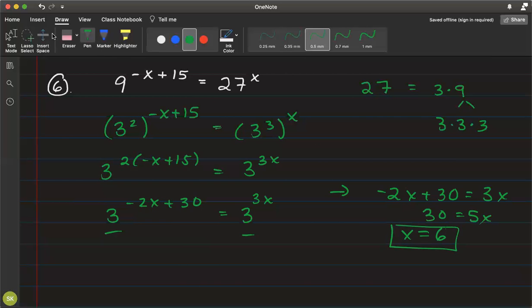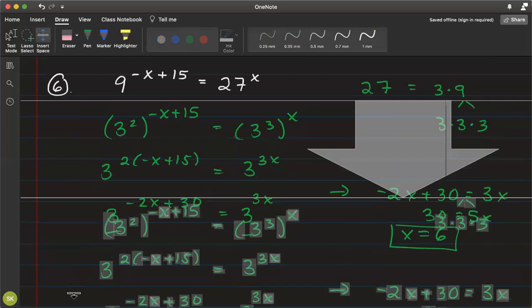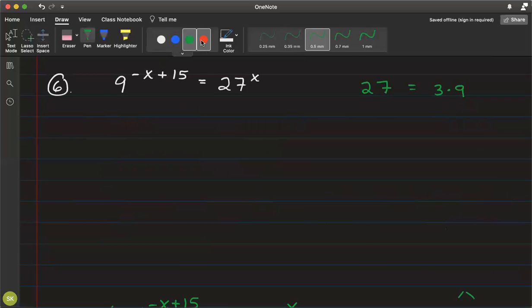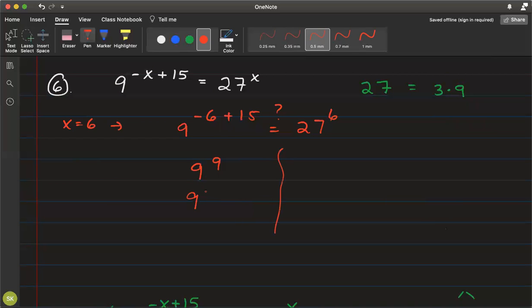Okay, a good thing to always do is to double check. So if I make some room here, we said x is equal to 6. So let's see, is 9 to the negative 6 plus 15 equal to 27 to the 6? I don't know, let's see. Negative 6 plus 15, that's 9 to the 9. That's the left-hand side. But notice that we have 9 nines. Well, that's the same thing as 9 cubed, because 3 times 3 is 9.